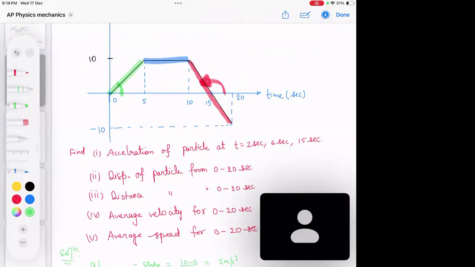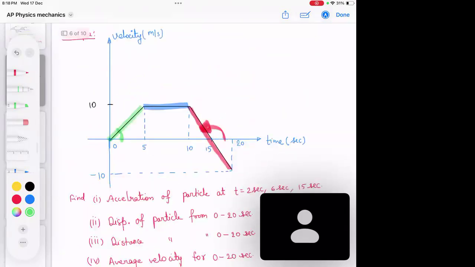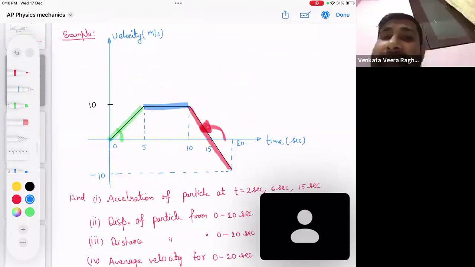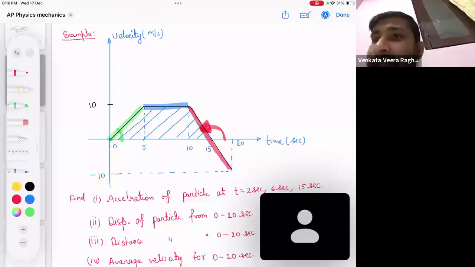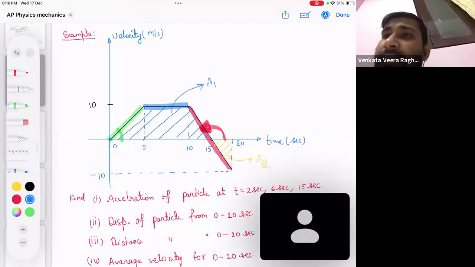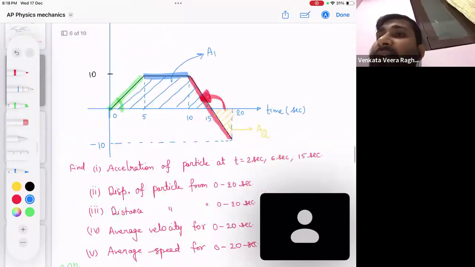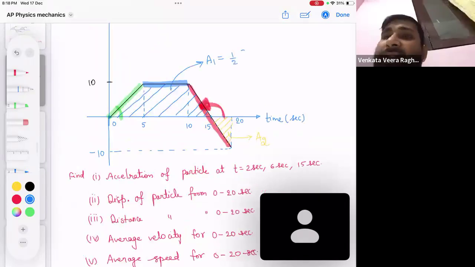Tell me, how do we find out? Areas we should find. Yes, we should find the area under the graph. So can I call this area, let's say, A1, and this area A2, and this area A1. So can you tell me what is the value of A1? Is it a trapezium area? Yes. Tell me, A1 is what?